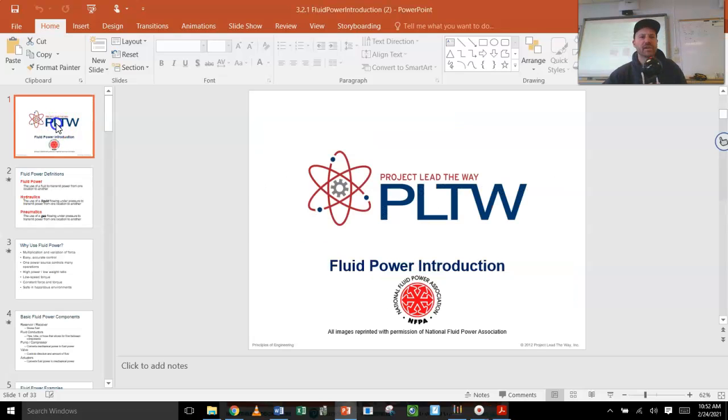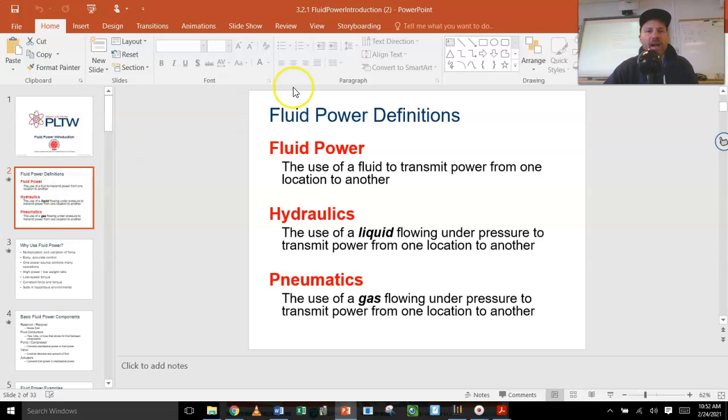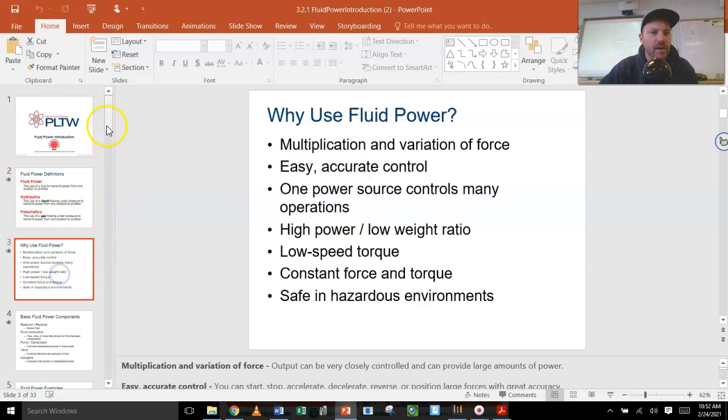Welcome back, engineers, to 3.2.1, which is Introduction to Fluid Power. And this is part 2. So in part 1, we got a little introduction to fluids, how they're a gas or a liquid. If you use the liquid, that's called hydraulics. And if you use gas, that's called pneumatics.